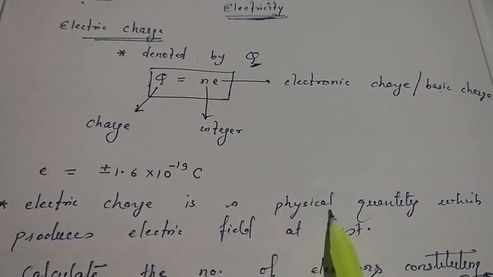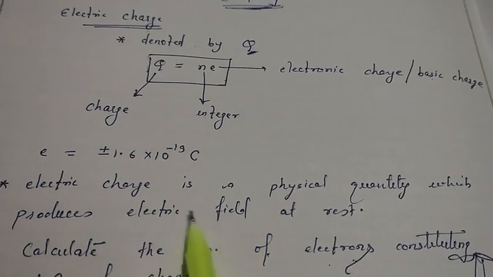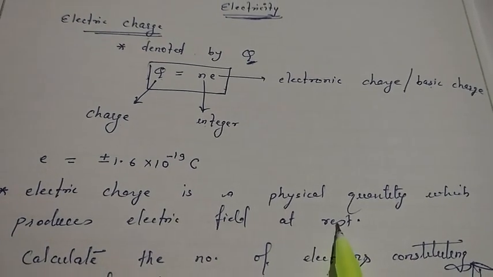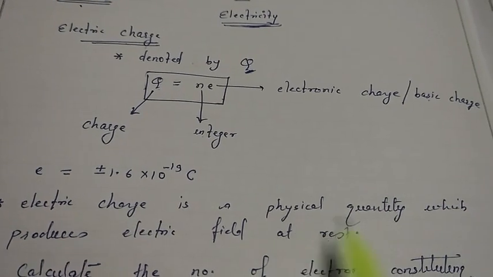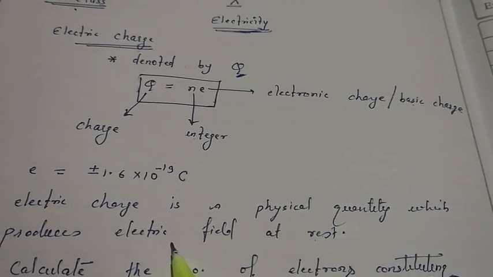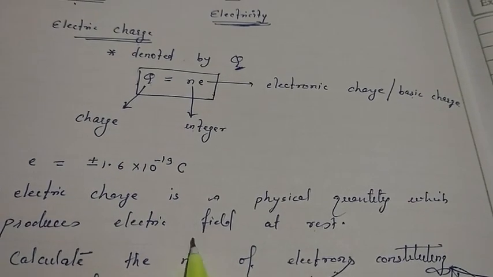Electric charge is a physical quantity which produces an electric field at rest. Means when a charge is at rest, it produces an electric field. About electric field you will study in higher classes.